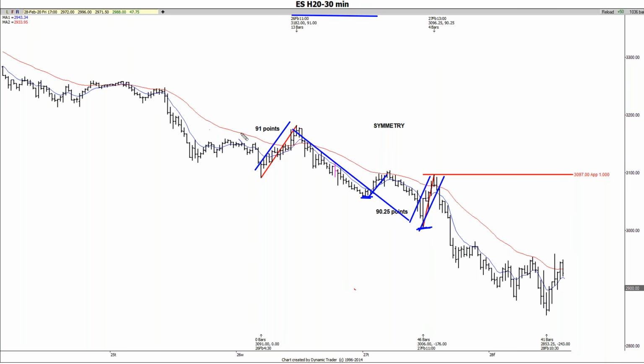So projecting 91 points from this low here gave us 30.97 as possible resistance. The actual high was made at 30.96. So it was a 91 point rally, a 90.25 point rally, very similar. I call this symmetry when you're using the 100% projection, because you're looking at similarity or equality when comparing swings in the same direction. And you can tell that these two swings are very similar.